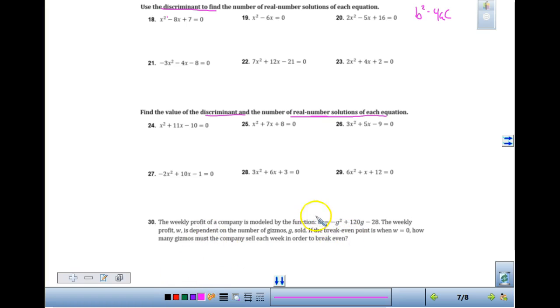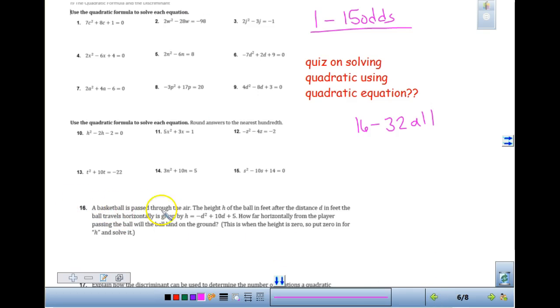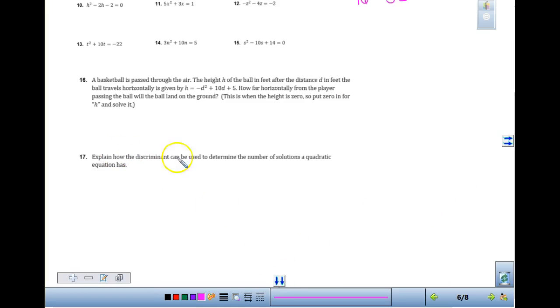These problems like number 30, you want to set it equal to 0. Same thing with number 16. You're looking at when it hits the ground. Number 17 is a really good one on asking you to explain. What does that determine? So hopefully those are making sense to you.